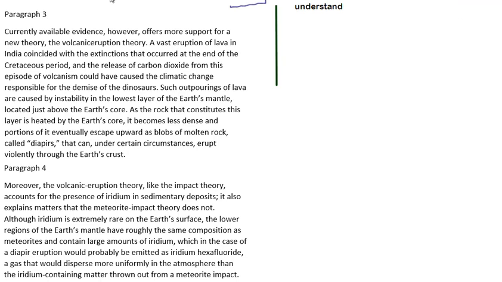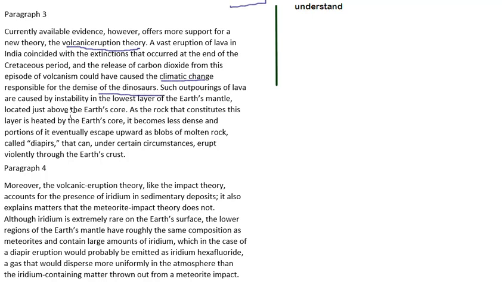The third paragraph says currently available evidence, however, offers more support for a new theory. So again, you have a new theory. Theory 1 is there in the first paragraph, theory 2 in the second paragraph, and now we have theory 3 in the third paragraph. He says currently available evidence, however, offers more support for a new theory, the volcanic eruption theory. A vast eruption of lava in India coincided with the extinctions that occurred at the end of the Cretaceous period, and the release of carbon dioxide from this episode of volcanism could have caused the climate change responsible for the demise of the dinosaurs. So here we have something new, that is the volcanic eruption theory, and this eruption might have caused climatic change resulting in the demise of the dinosaurs.